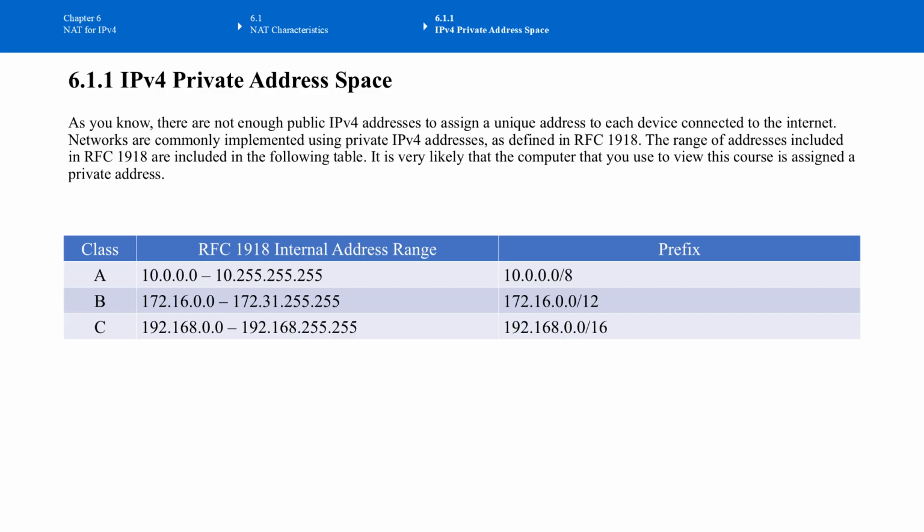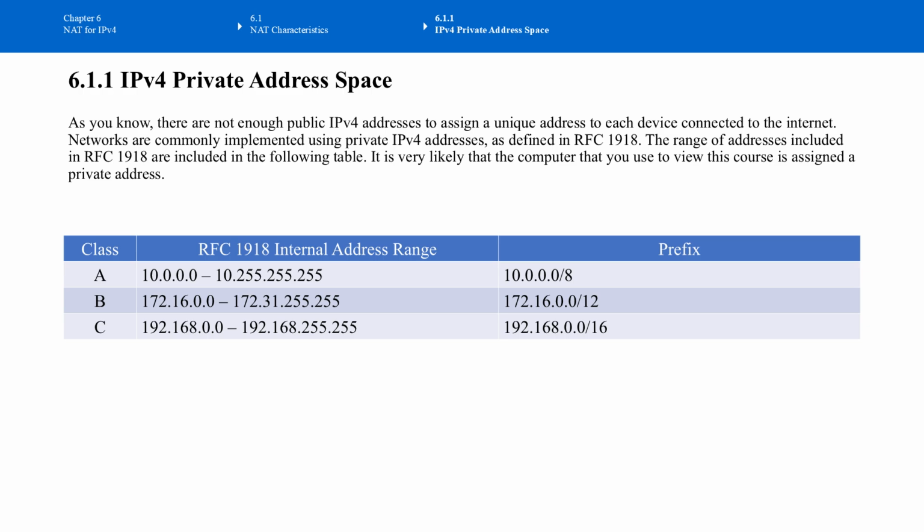The RFC 1918 private address ranges. RFC 1918 defines three private IPv4 address ranges. Class A private range. The first range is between 10.0.0.0 through 10.255.255.255. The prefix is 10.0.0.0/8. This is the largest private address block, providing over 16 million addresses. It's commonly used by large enterprises, universities, and government organizations.